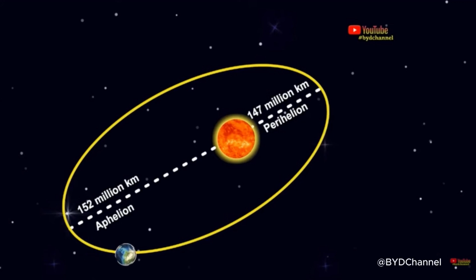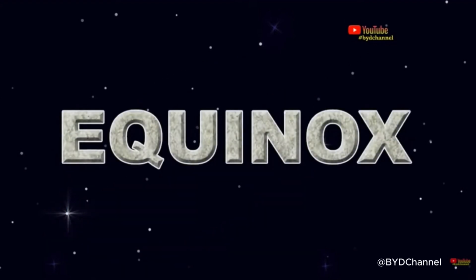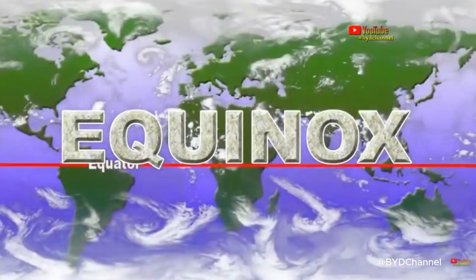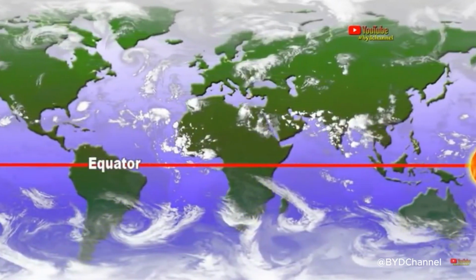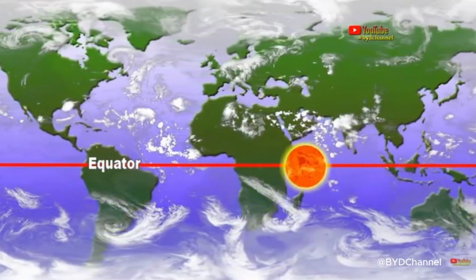So how does this connect to spring and autumn or fall? These are the transition periods when Earth is positioned so that neither hemisphere is tilted toward or away from the sun. And that happens around the equinoxes, March and September. The distance, aphelion or perihelion, has almost no effect here. It's all about tilt and sunlight angle.